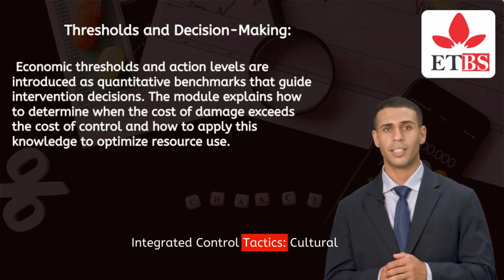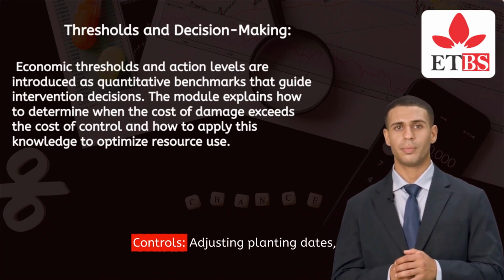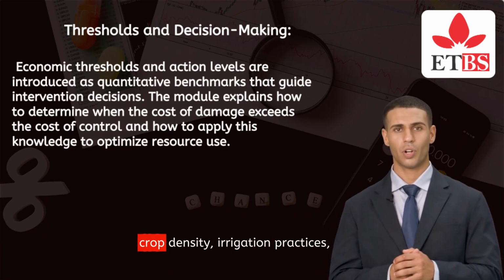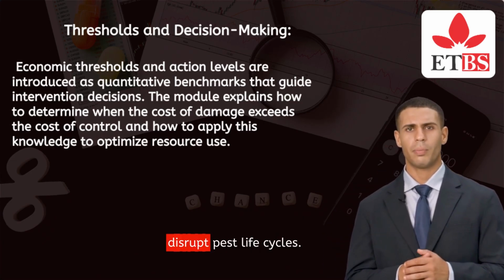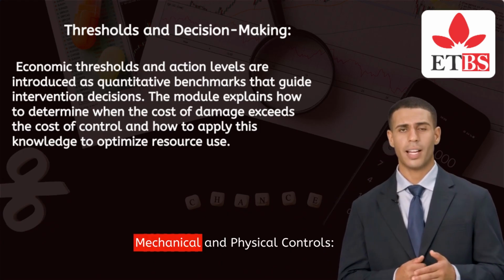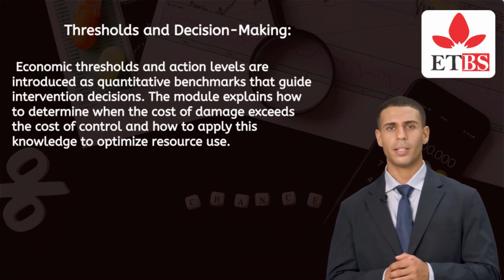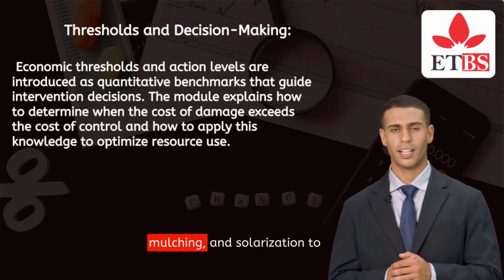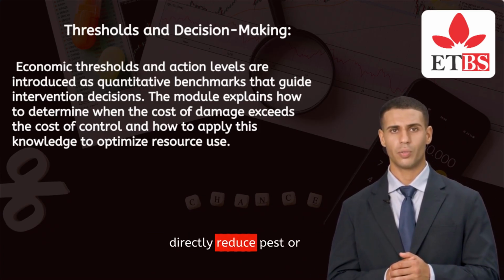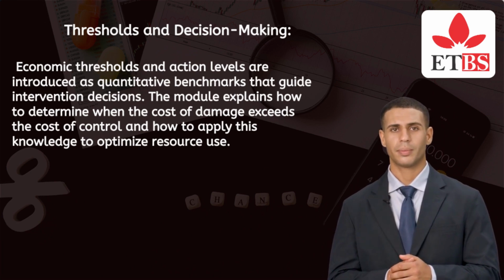Integrated control tactics. Cultural controls: adjusting planting dates, crop density, irrigation practices, and tillage methods to disrupt pest life cycles. Mechanical and physical controls: manual removal, traps, barriers, mulching, and solarization to directly reduce pest or weed pressure.